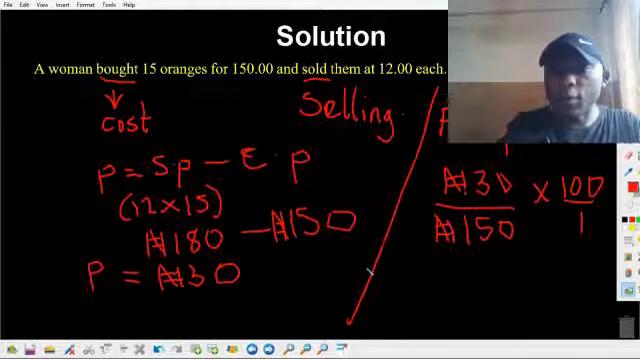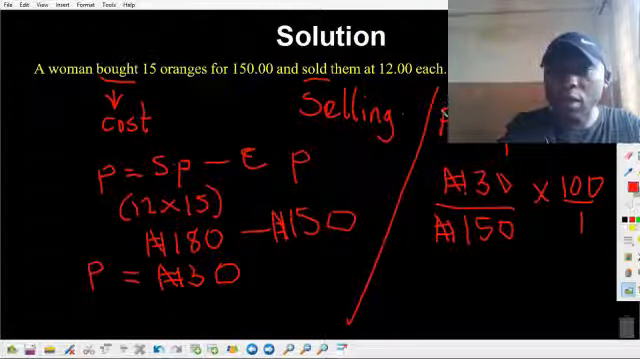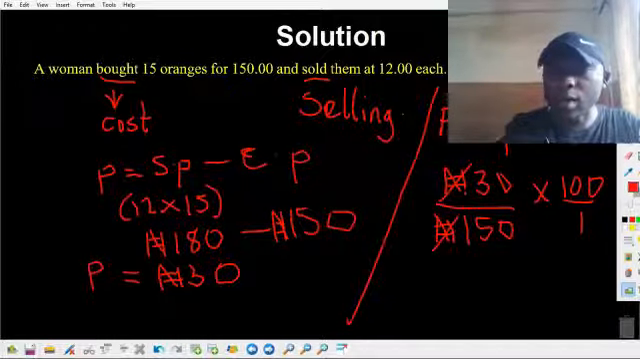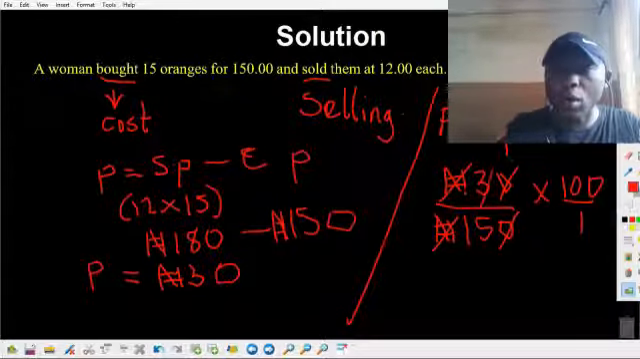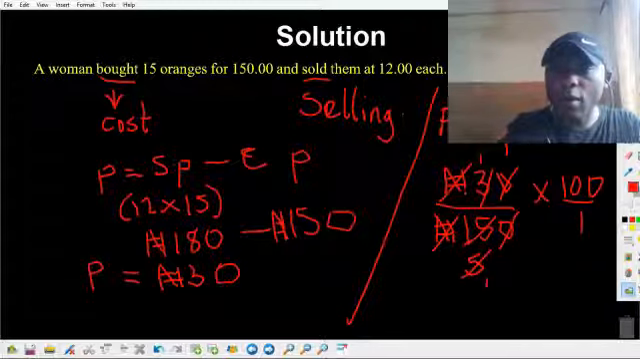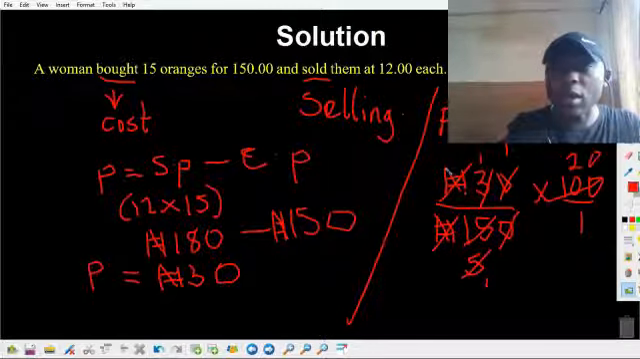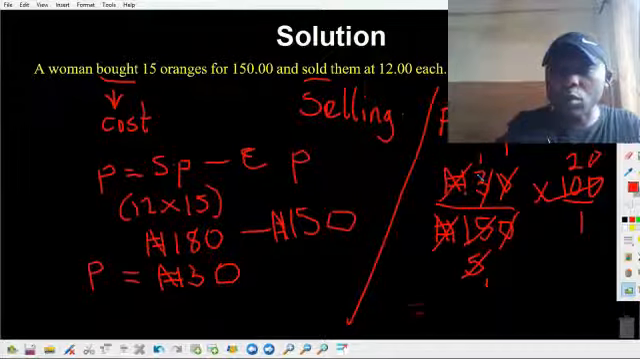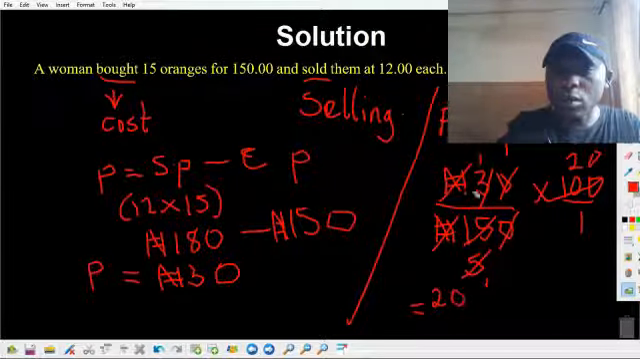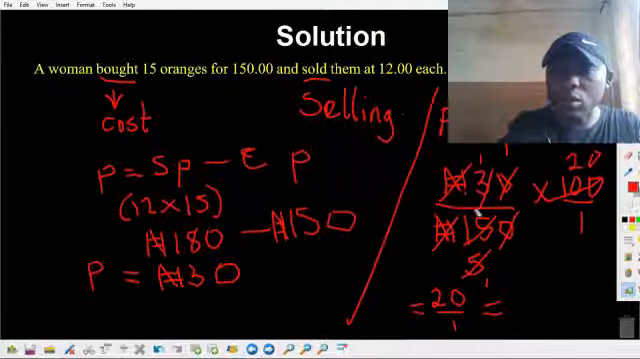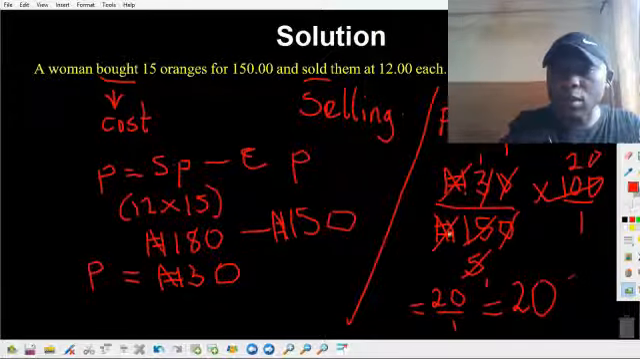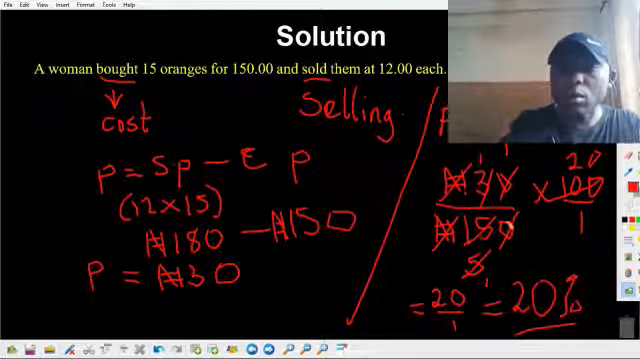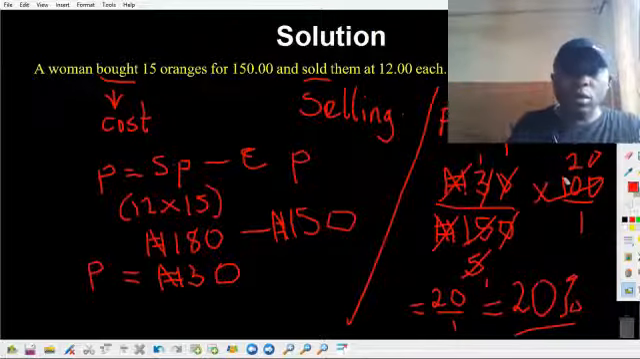Now, it's either we reduce the fraction. It's possible. Naira, cancel naira. 0 will cancel 0. 3 here, 1. 3 here, 5. 5 here, 1. 5 here, 20. Now, 1 times 20 is equal to 20. 1 times 1 will give me 1. So we have our answer as 20 percent. Now let's go back to the options.